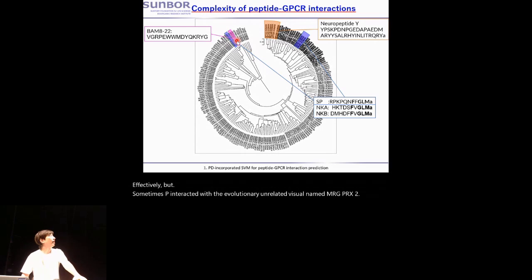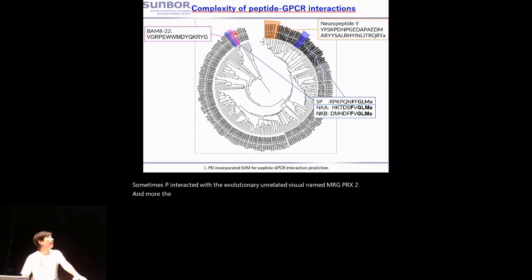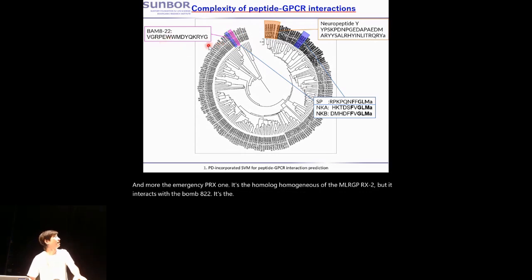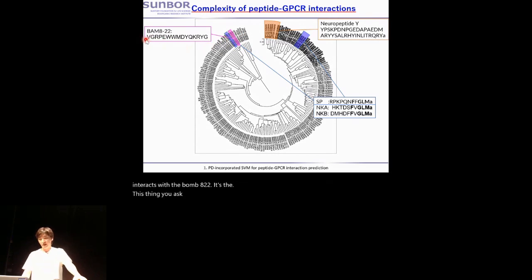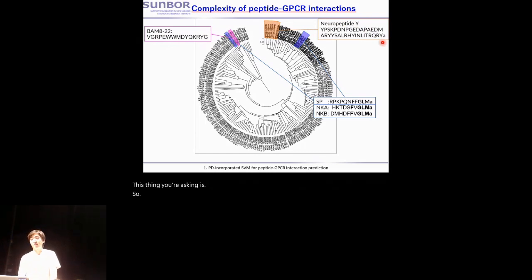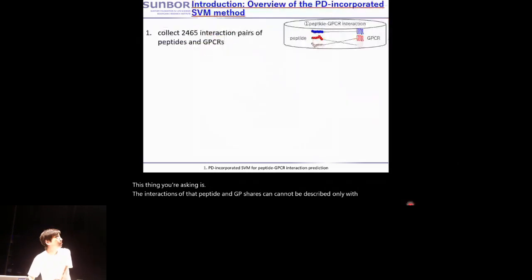And more, MRGPRX1 is the homologous gene of MRGPRX2, but it interacts with BAM22. It's the way dissimilar sequences are. So, the interactions of the peptide and GPCR cannot be described only with the sequence similarities.